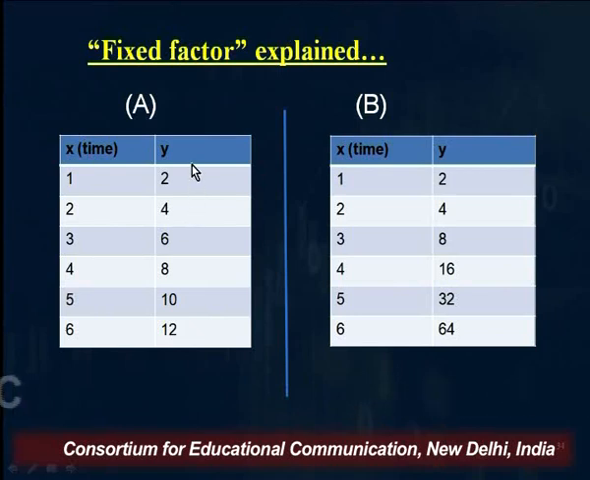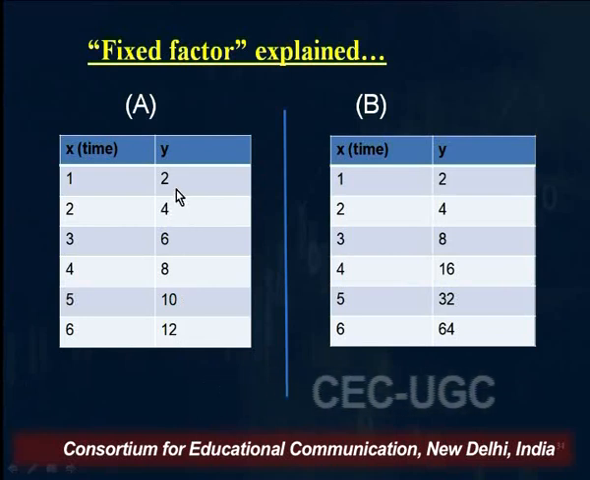And in scenario A, the values that the variable y takes, you can think of this as money perhaps, or in terms of corona, the number of infections. Here, y starts out at 2 for x equal to 1, then y becomes 4, then 6, then 8, 10 and 12 and so on. So basically what do you see? That for each time period, y is changing exactly by 2.